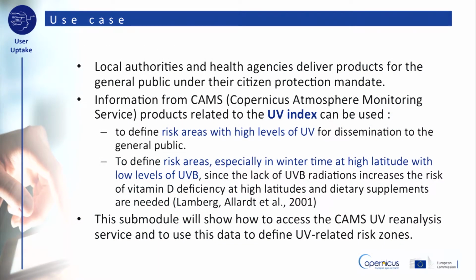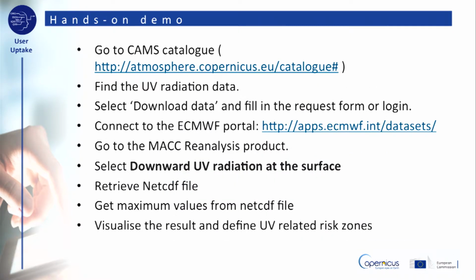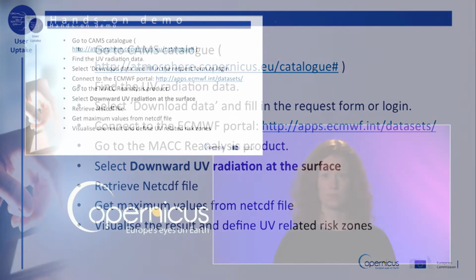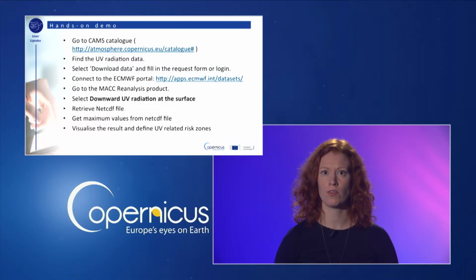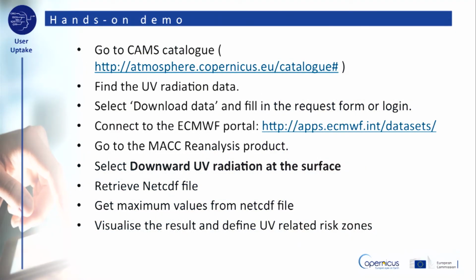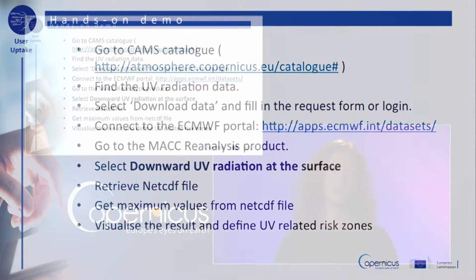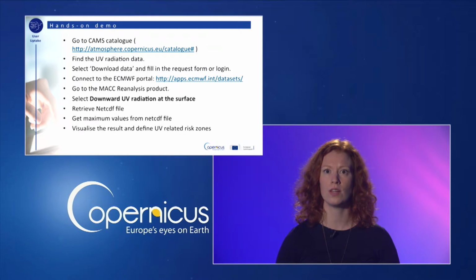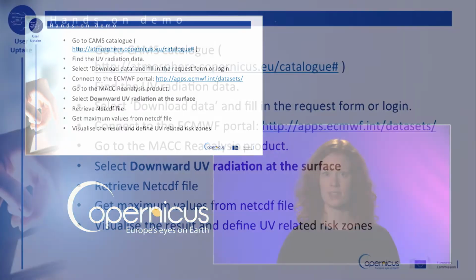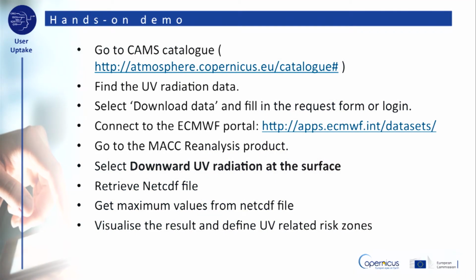The access to these specific products is free but limited to registered users. So it is necessary that you register for access to the CAMS catalog. This module goes through several steps. First, download the UV forecast from the CAMS catalog. Secondly, I show how to display the data in a NetCDF viewer and how to browse through it. Finally, I will show you how to visualize the maximum values of the data to identify areas of risk.